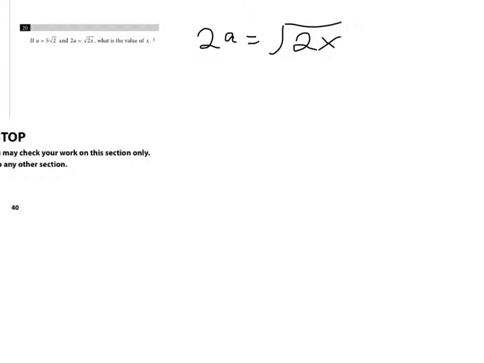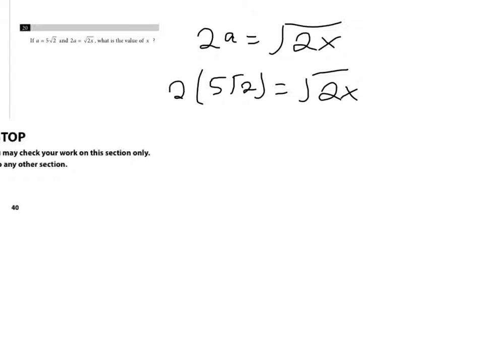Now, looking at the final question on the non-calculator portion of this exam, number 20. If a equals 5 times the square root of 2 and 2a equals the square root of 2x, what is the value of x? Looking at this equation, 2a equals the square root of 2x. What is x? Thankfully, they gave us the value of a. So let me rewrite this with the value of a: 2 times this value of a.